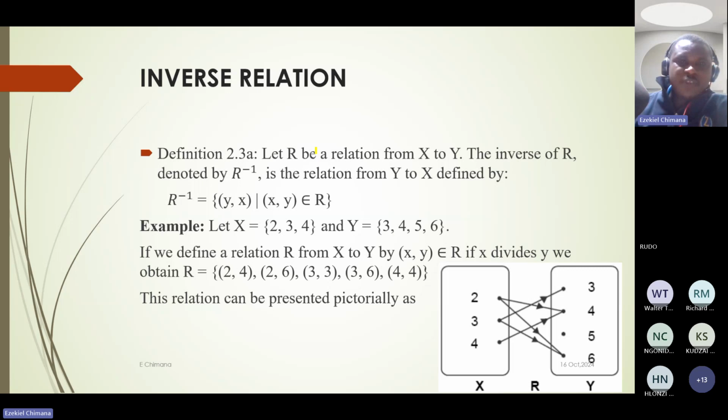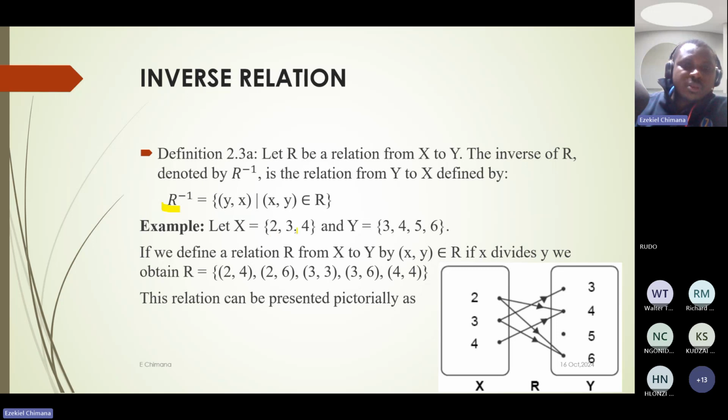So there's what you call an inverse relation from X to Y. The inverse of a relation R, denoted by R to the power minus 1, is the relation from Y to X defined by R to the power minus 1 being the set of (y, x) such that (x, y) is an element of R. So whenever you have (x, y), if it is an inverse, it will become (y, x).